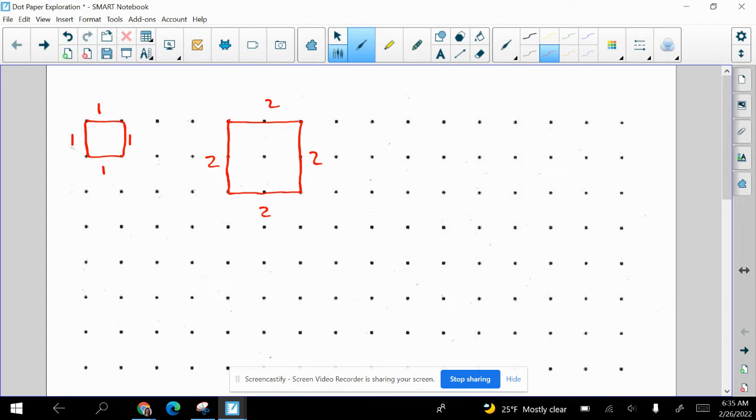And then I'll just jump to the biggest one. I know that our largest one, I think, was 5 by 5. It had a perimeter of 20. So 1, 2, 3, 4, 5. 1, 2, 3, 4, 5. And remember, you're not counting the number of dots. You're counting the steps between the dots. So this is 1, 2, 3, 4, 5.